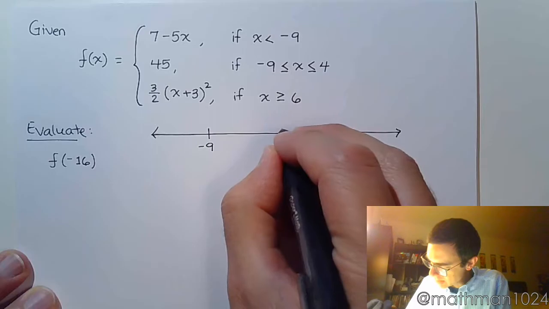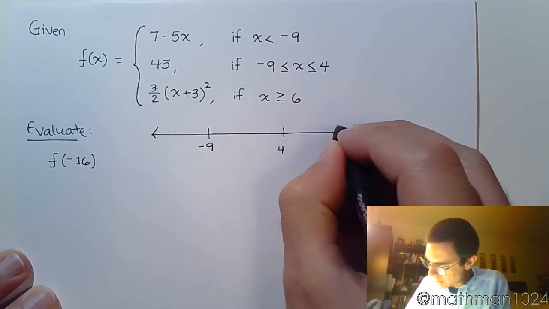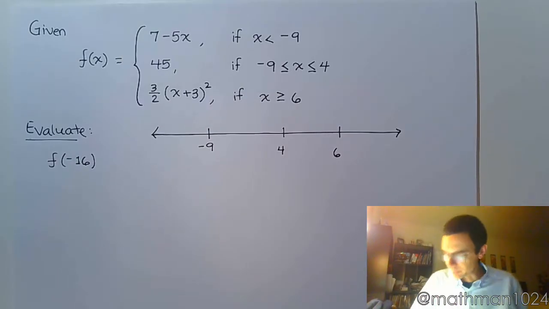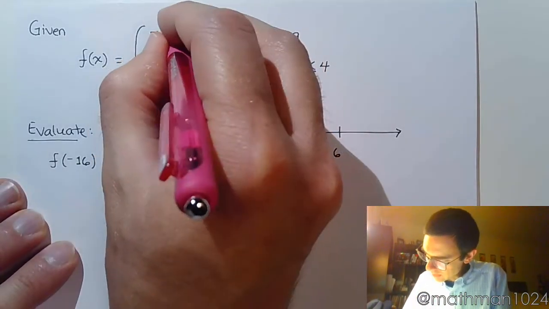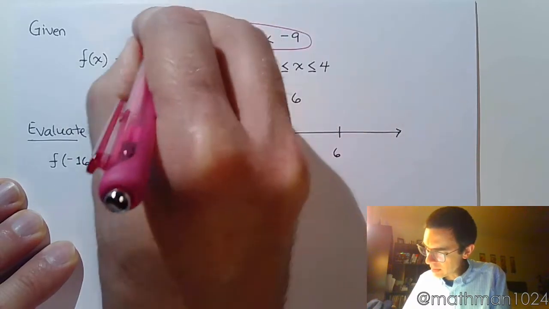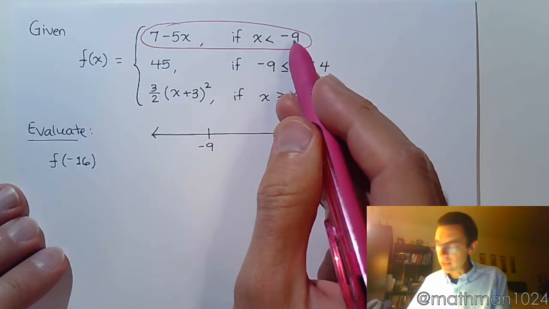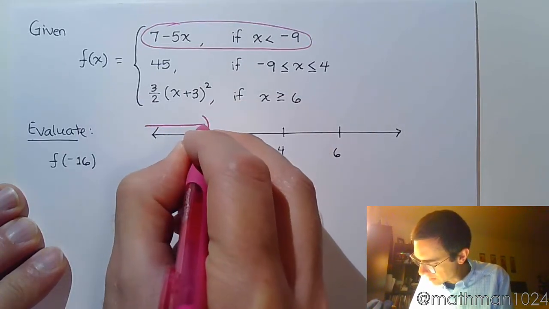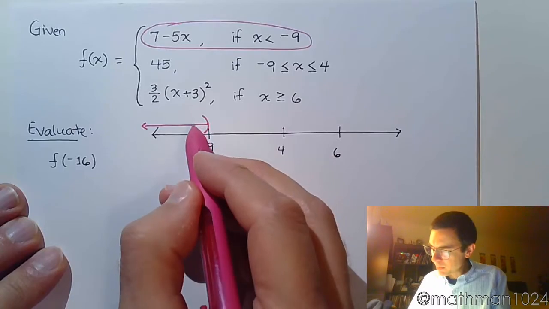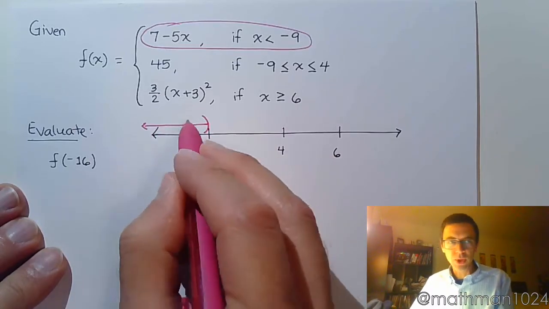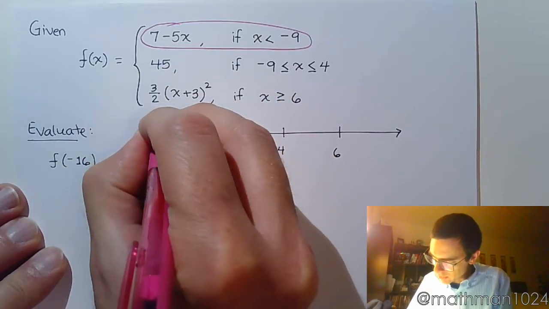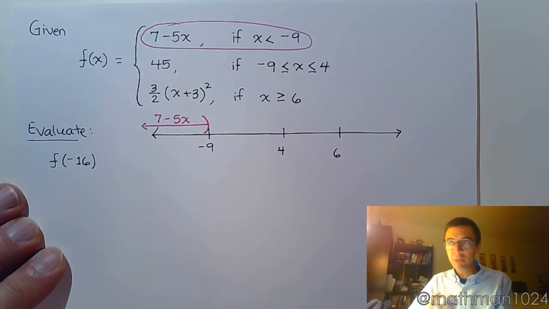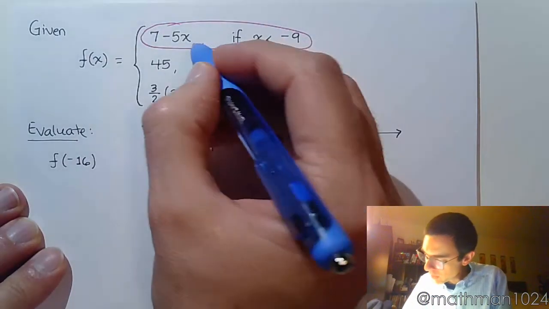At -9, I see I've got another important thing at 4, and then over here at 6. And then I like to color code things. So I'm going to take this first piece right here, and it says when x is less than -9, so that means not including -9, but going to the left, any number on the number line that's in this region is going to get plugged into the expression 7 minus 5x. Okay? And that's it.